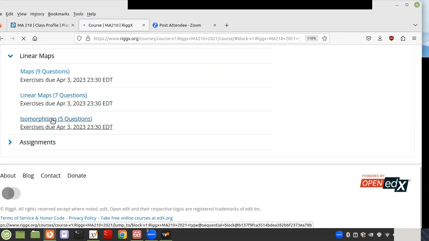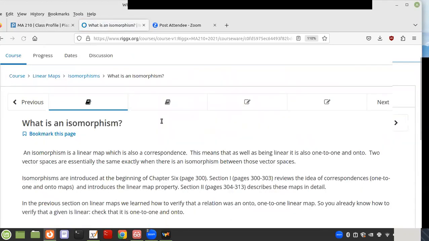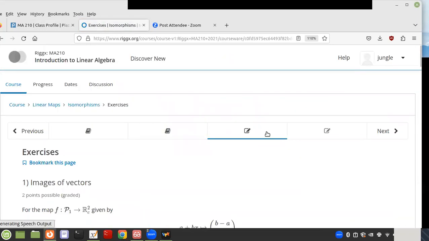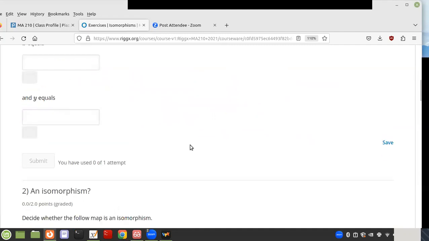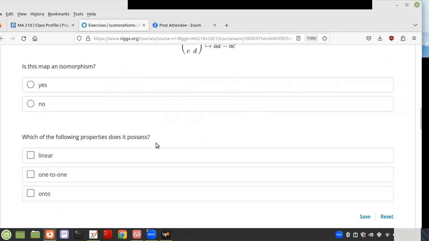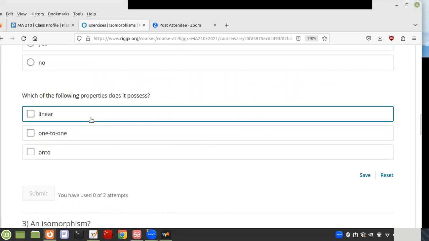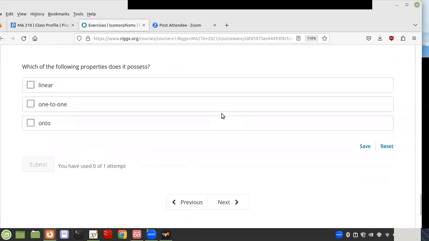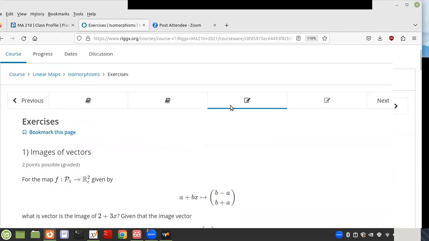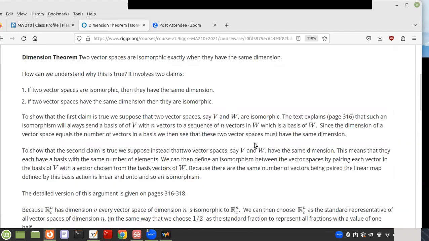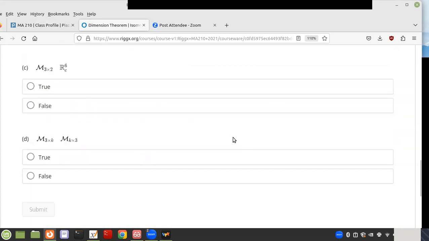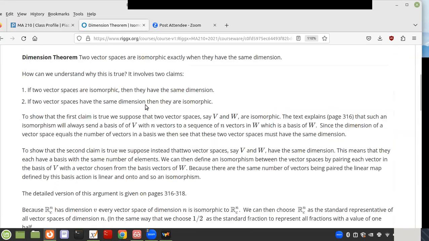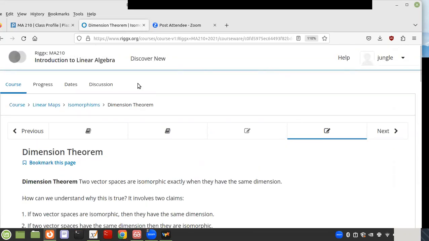And isomorphisms. The images of vectors, these are old questions. And here's a map. What properties does it have? Linear and one-to-one means it is an isomorphism, so recognizing isomorphisms. And then here is the dimension theorem. Which ones of these are isomorphic? So I think you can do all the regex questions on the basis of what we've done so far.